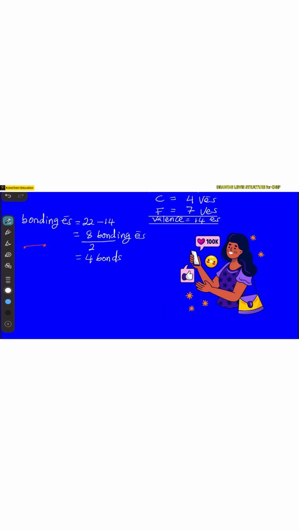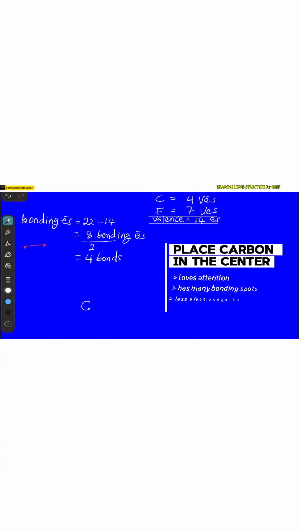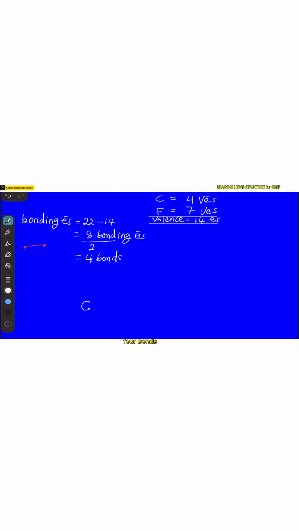Carbon loves attention. Carbon will be at the center, and it also has many bonding spots. It is less electronegative compared to fluorine. So you draw the 4 bonds around the central atom, which is the carbon, and then attach the 3 hydrogens and then 1 fluorine. Each single line represents 2 electrons.